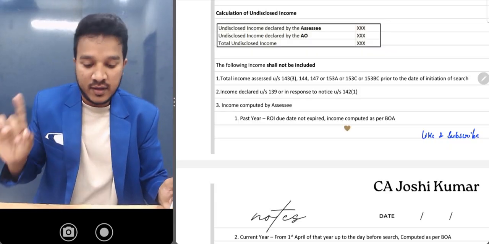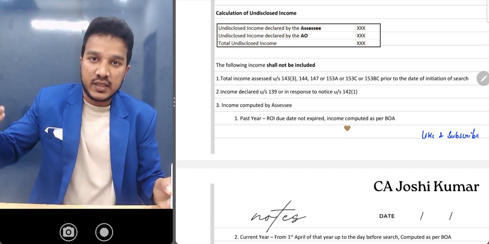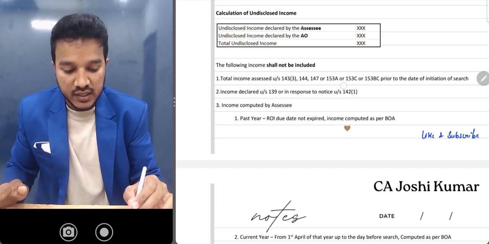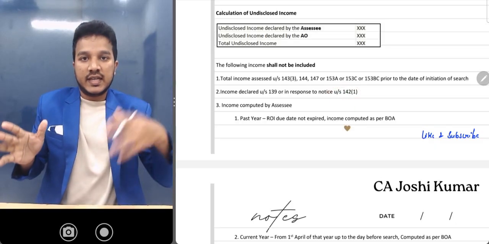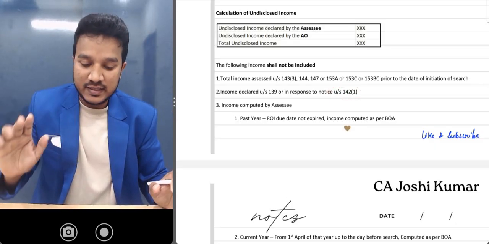Clear? Second point, SSC ने खुद declare किया under section 139. He himself filed the return under section 139, and if there is any notice under section 142(1), SSC has declared that income, that you will not consider as undisclosed income. Clear?